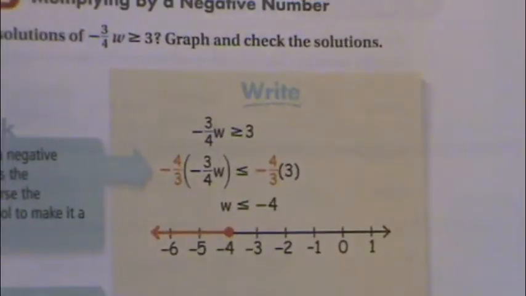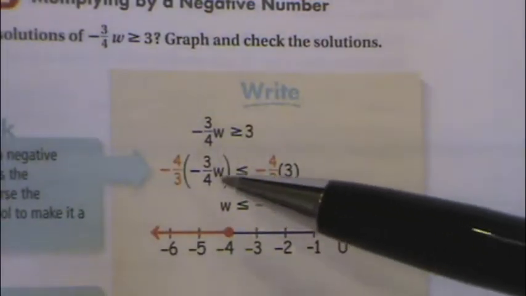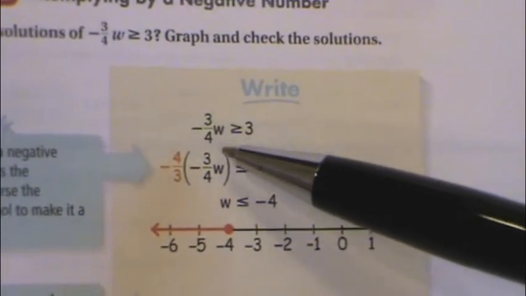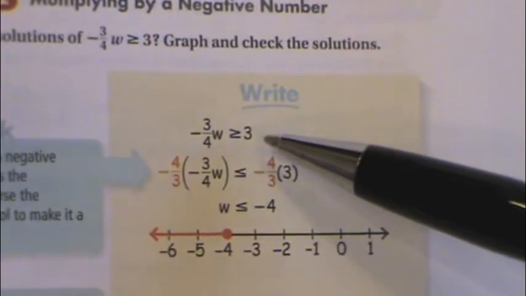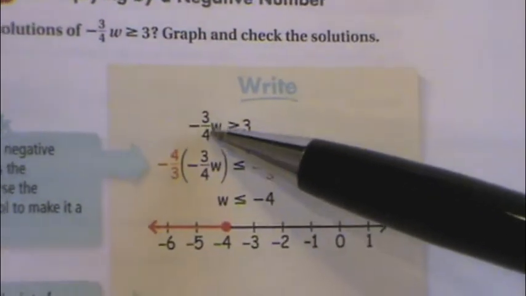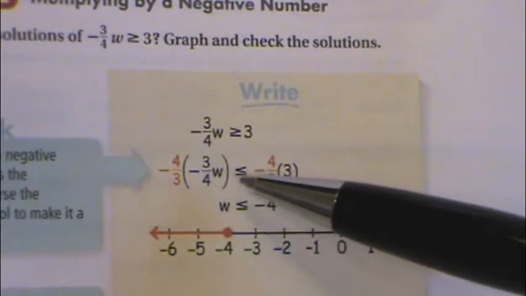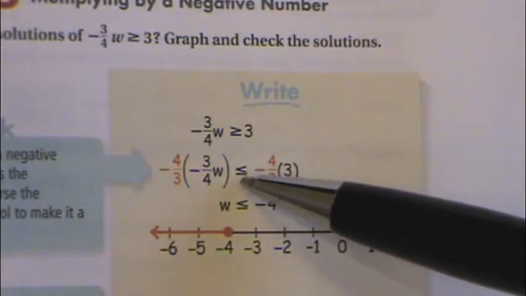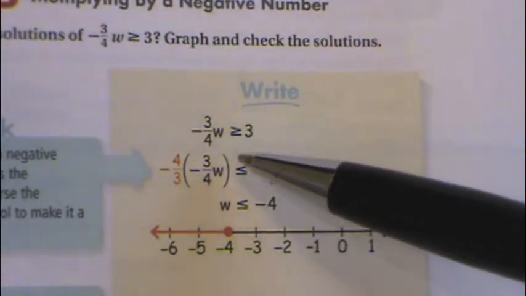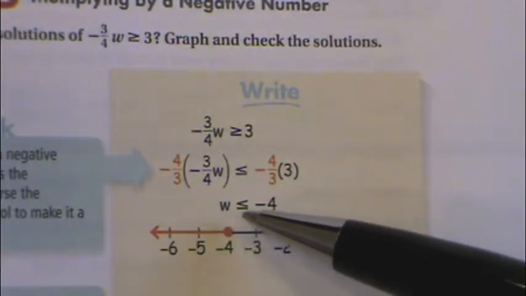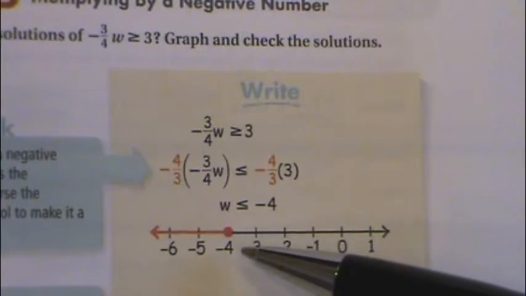So problem 2 on the bottom of page 179 is where we really get into working with negative numbers. Here's our original problem, negative 3/4 w greater than or equal to 3. To clear this fraction, you're going to multiply by negative 4/3, and in doing that, this switches from a greater than or equal to sign to a less than or equal to sign.